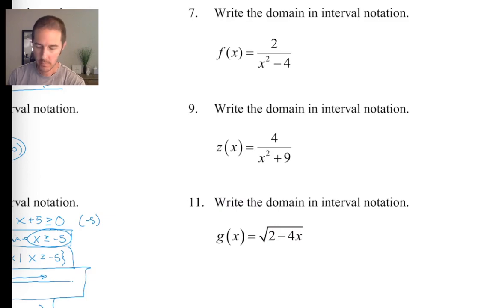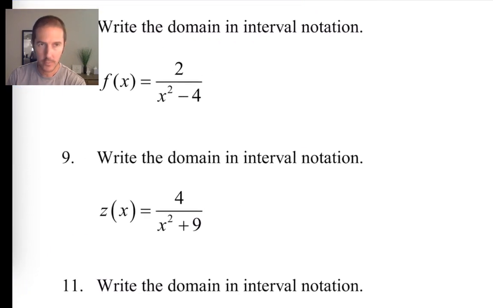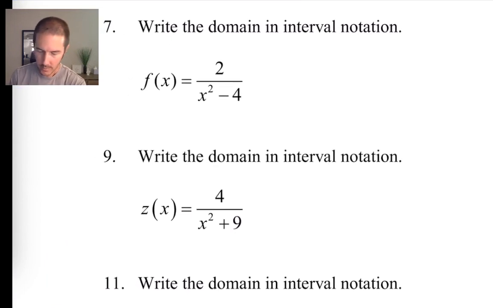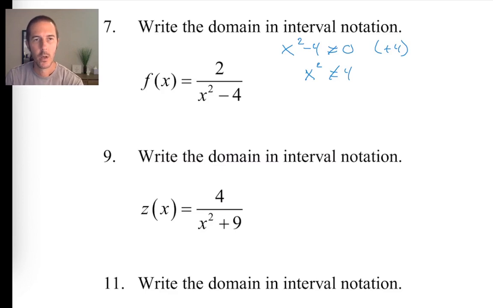Number 7 also has a variable in the denominator, so we know we need to be careful there. We want x squared minus 4 to not equal 0. And if I add 4 to both sides of this does not equal equation, I get x squared is not allowed to equal positive 4. Well, what x values could I square that would cause me to have a value of 4? Well, certainly 2 squared would equal 4, so I want to avoid an x value of 2.